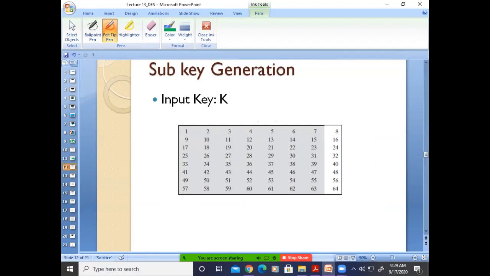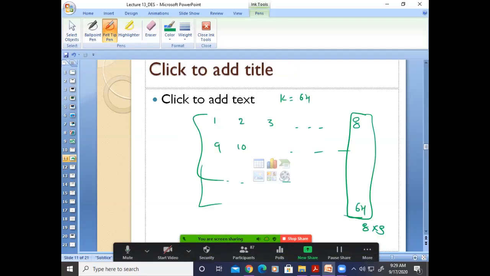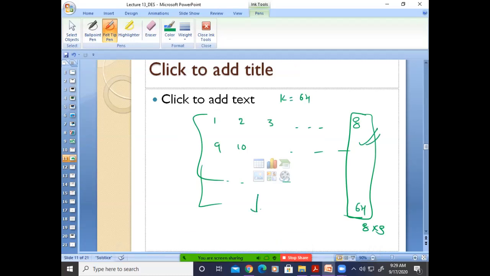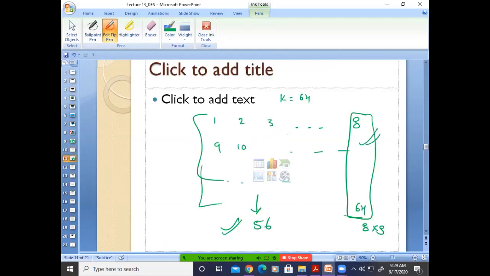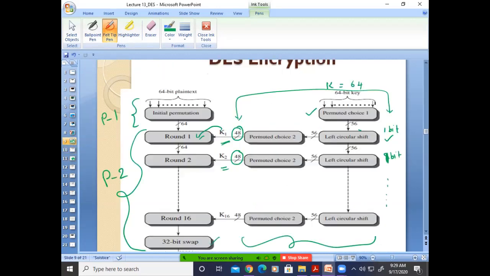See here. Are you seeing this table? So 8, 16, 24, 32, 40, 48, 56, 64. These bits will be eliminated, as I have written like this. So all these bits will be eliminated. So 8 bits are eliminated from the 64, and the output will be 56. Okay? Yes, sir. So that is what is happening in that permuted choice 1, the 8 bits are eliminated. Clear? Yes, sir.